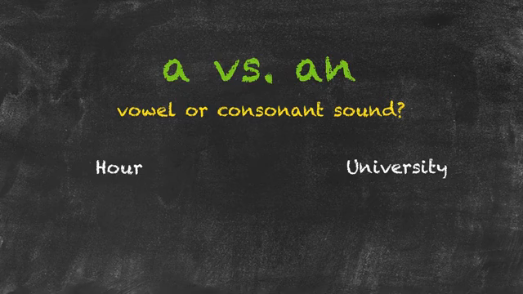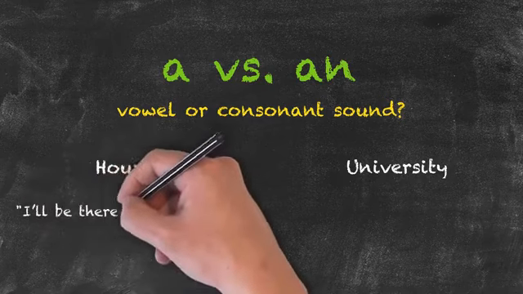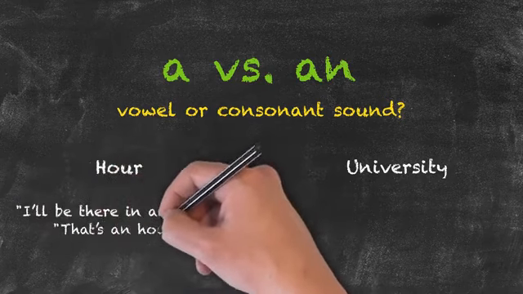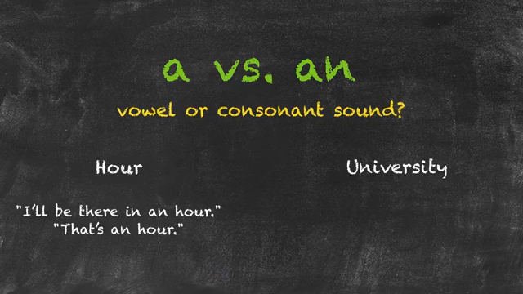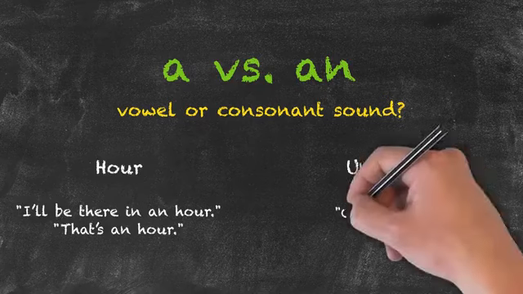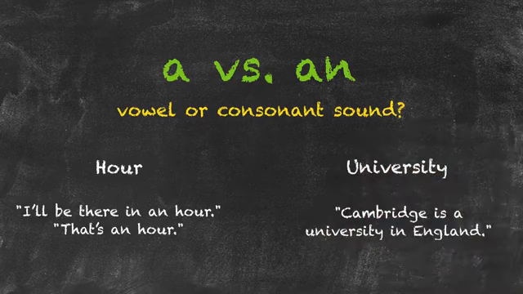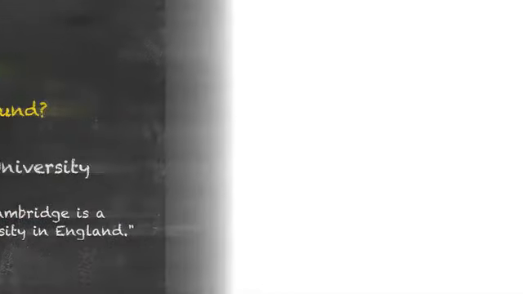The resulting sentences are, I'll be there in an hour. Again, that's an hour. University starts with a U, a vowel. However, it sounds like it starts with a Y, university. However, when we write it or when we say it with an A, the A article. An example sentence could be, Cambridge is a university in England.